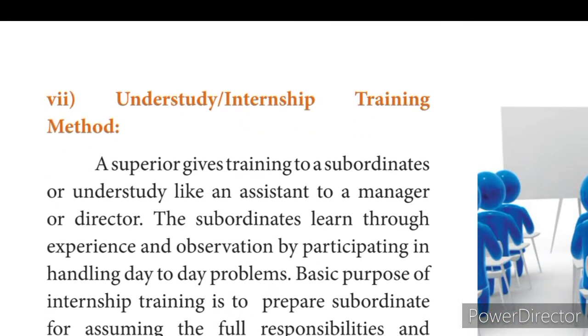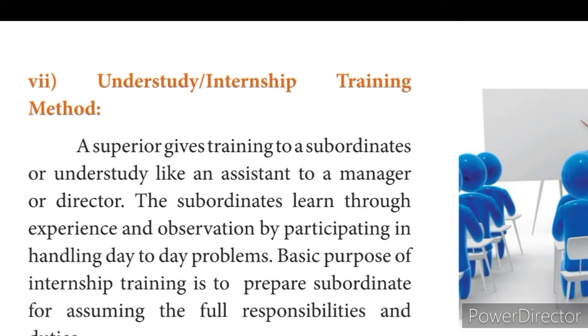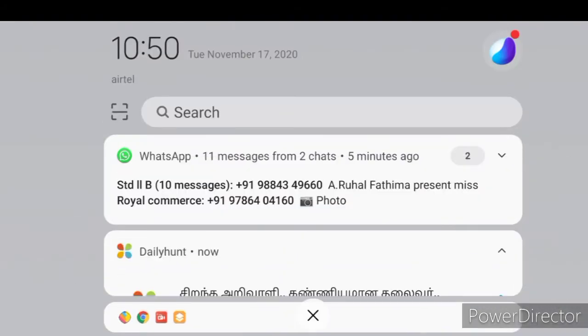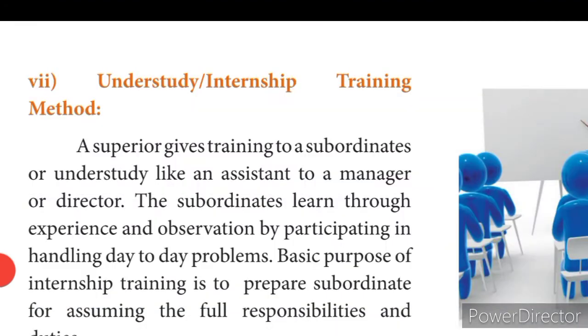So the next one, the seventh method, is understudy or internship training method. What is internship training? It's very simple. When you complete your college, in the final year of a degree, at that time they will ask you to go for an internship training program. So you will go and do a job in a company, where they may give you a stipend for it. There you will learn the job, observe what they are doing, and get to know how the work is getting done over there. That is internship actually.